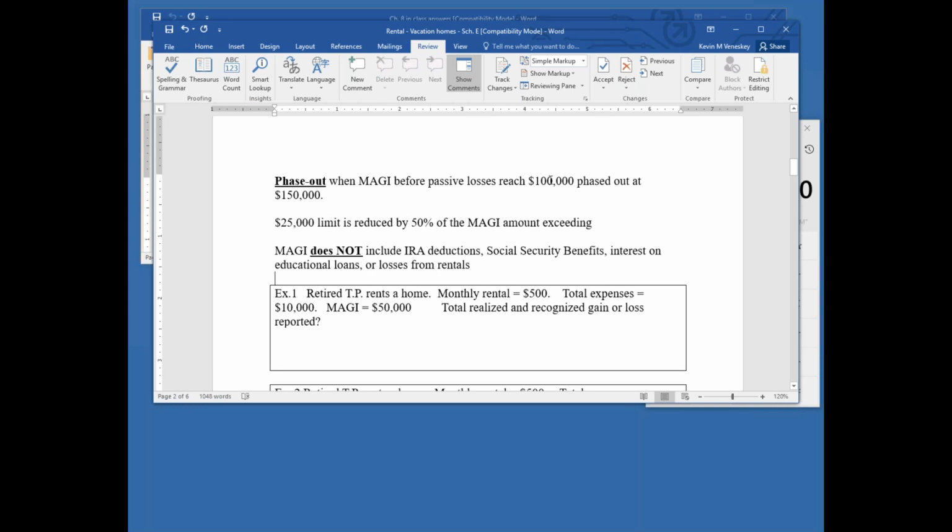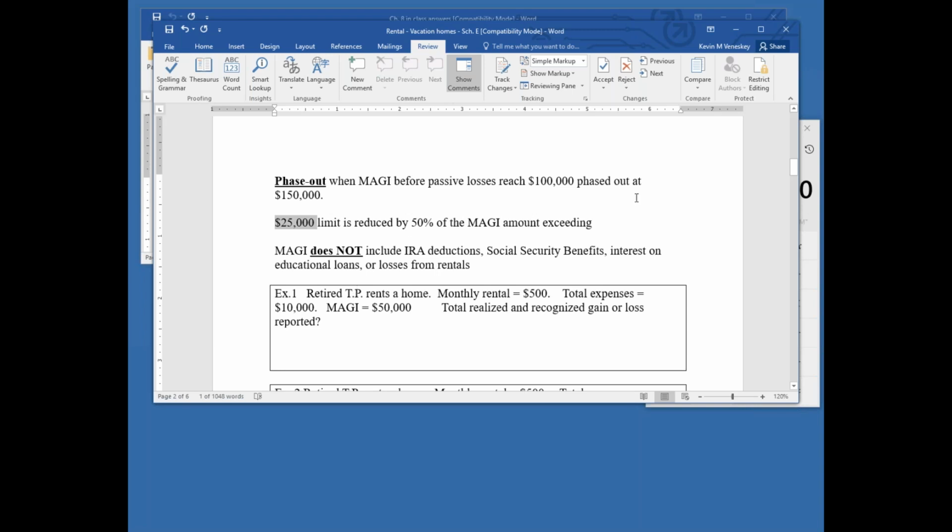But as long as you're under 100,000, you're fine. If you're between 100 and 150,000, you can take some of the 25,000, just not all of it. Over 150,000, you can't take any of it. And how it's done is the 25,000 is reduced by 50% of whatever you exceed the lower limit. So what that means is if you are at 110,000, you're 10,000 over the lower limit. Therefore, half of that 10,000, you would have to take 5,000 off of the 25, and then you could only deduct up to $20,000.